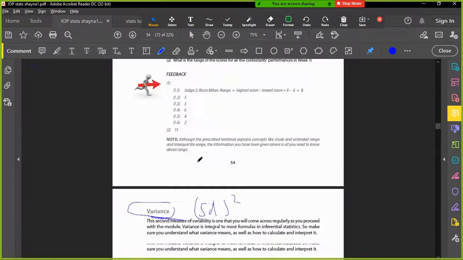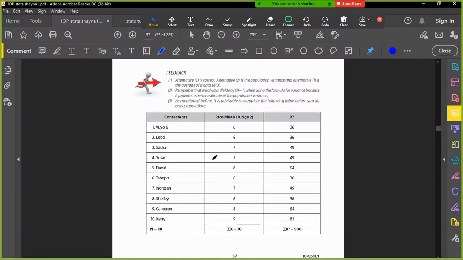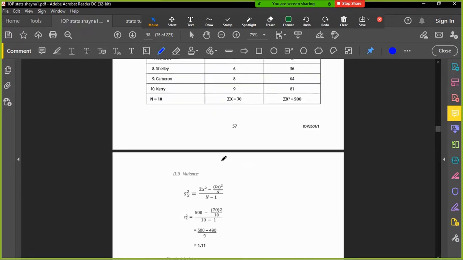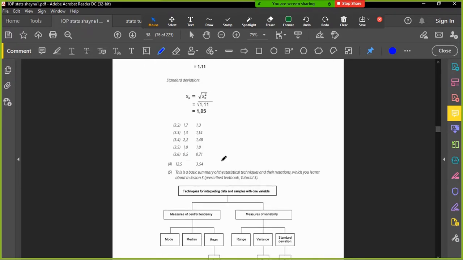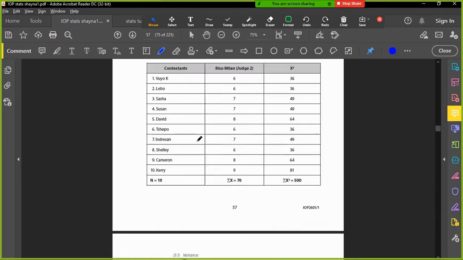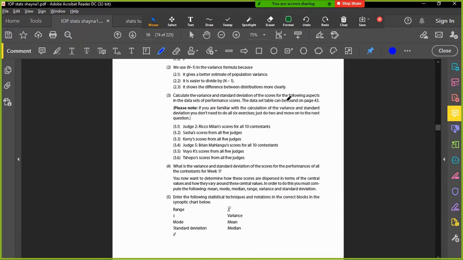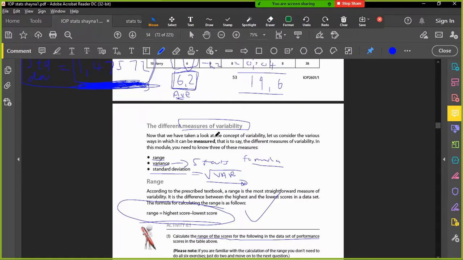All right, let's go find one. Here we go. What are they working out here? Standard deviation, what did they work out? Let's see, 3.1. Okay, where's 3.1? Calculate the variance and standard deviation for the scores for the following aspects in the data set for the performance scores. Okay, so we're looking at Judge 2. Okay, so we're looking at RICO. So let's go look at RICO, Judge 2.